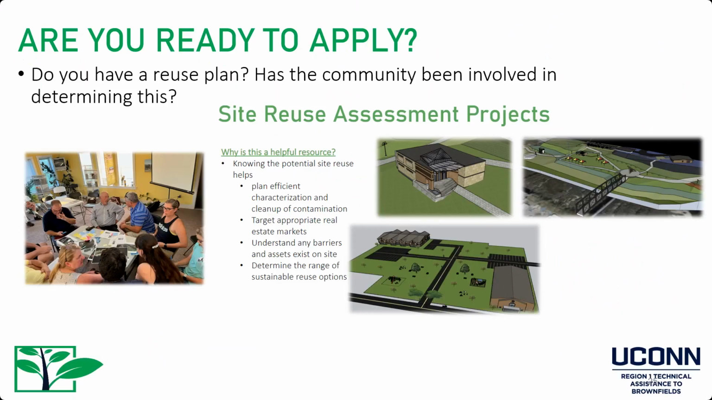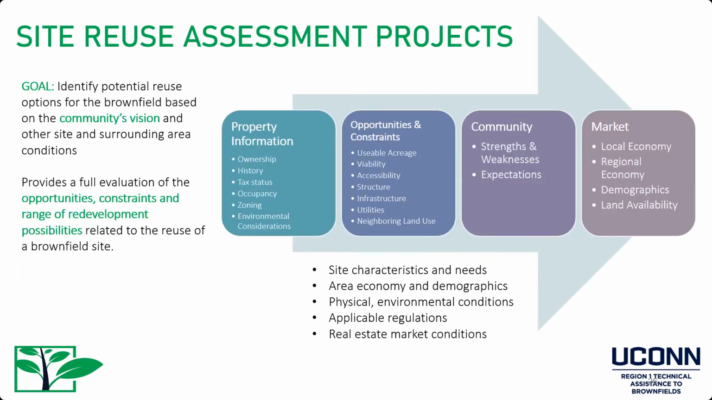So what UConn TAB does is what we call a site reuse assessment project. Basically what we do is we look into all factors of a site. So for example, property information, opportunities and constraints, what the community is looking at and what the market currently is. And we create a holistic report with renderings included that basically say what's a feasible concept for your community.